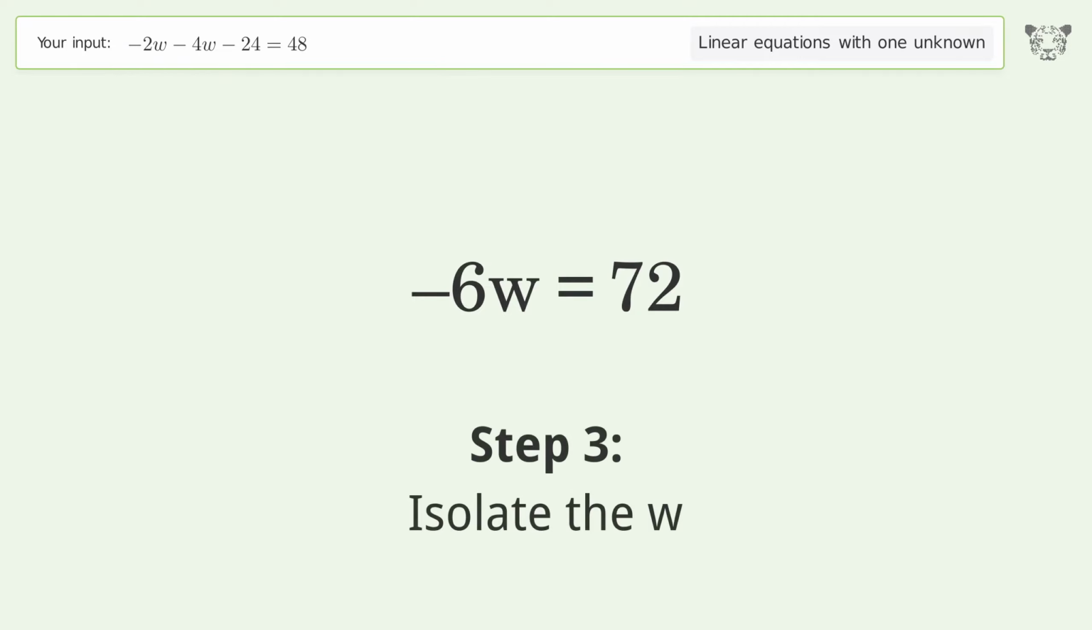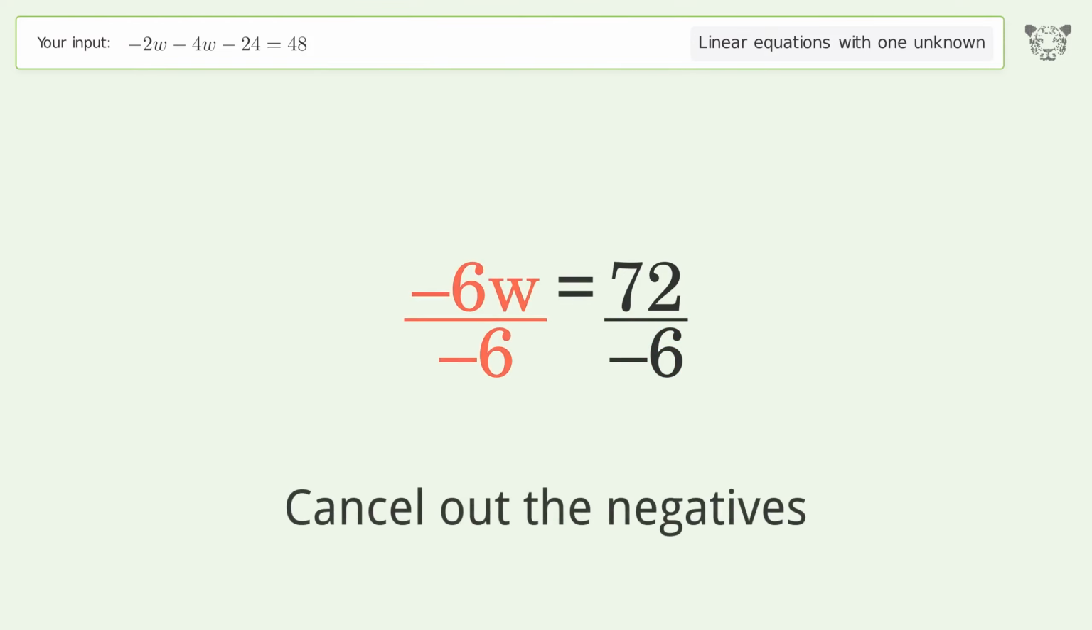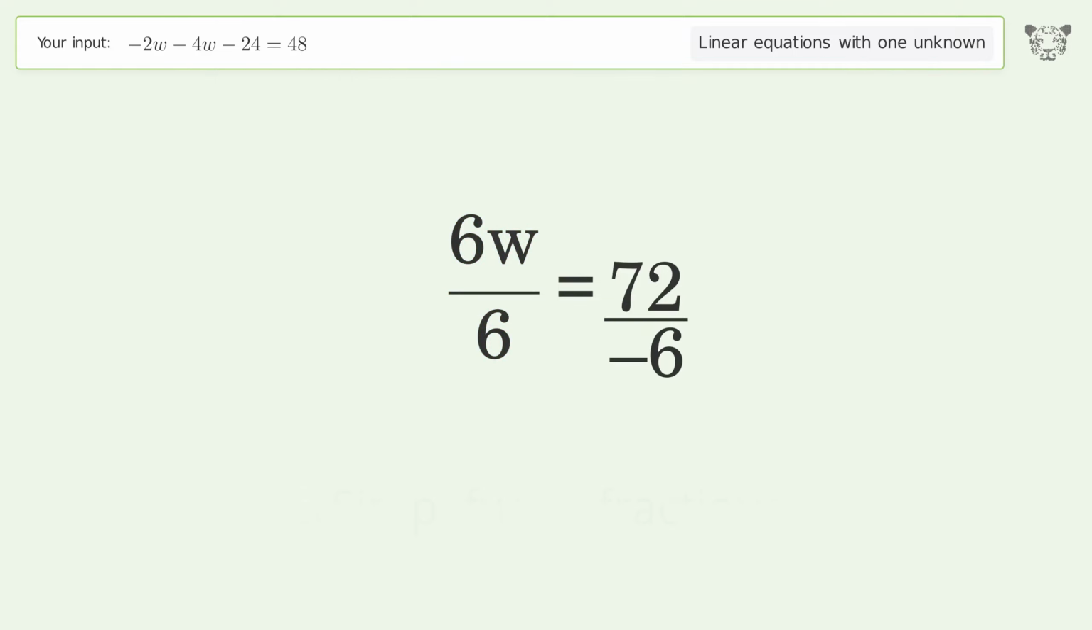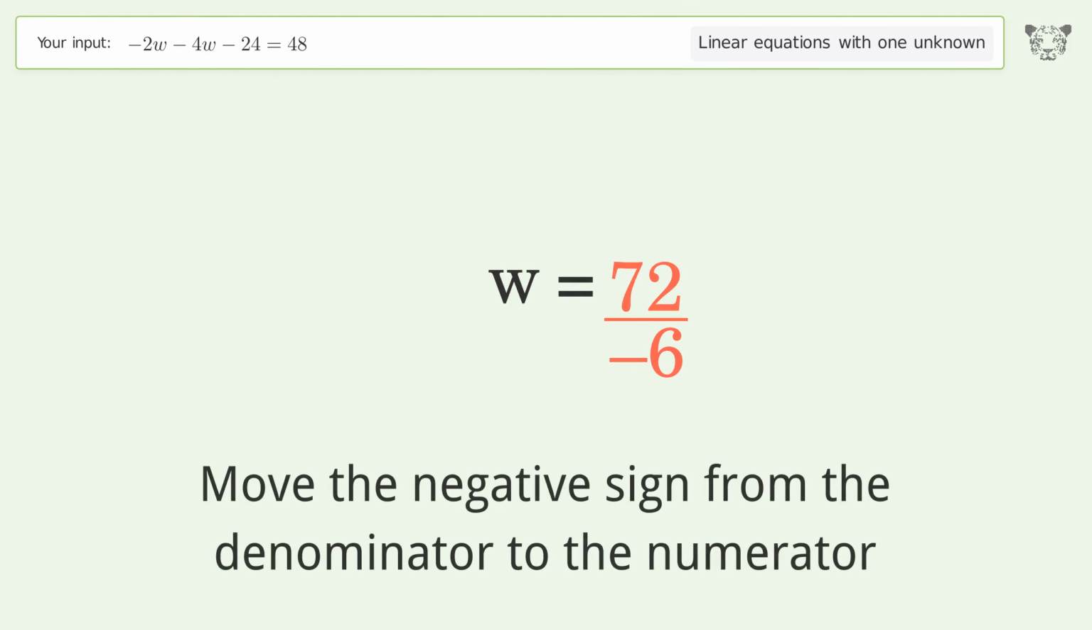Isolate the w. Divide both sides by -6. Cancel out the negatives. Simplify the fraction. Move the negative sign from the denominator to the numerator.